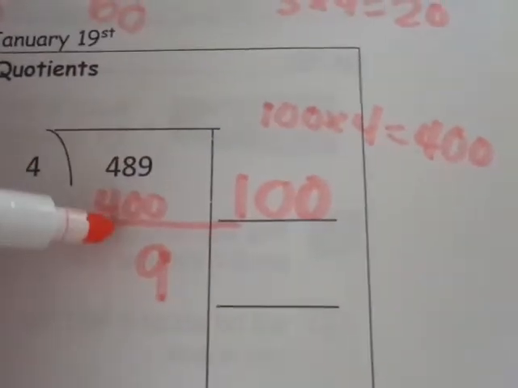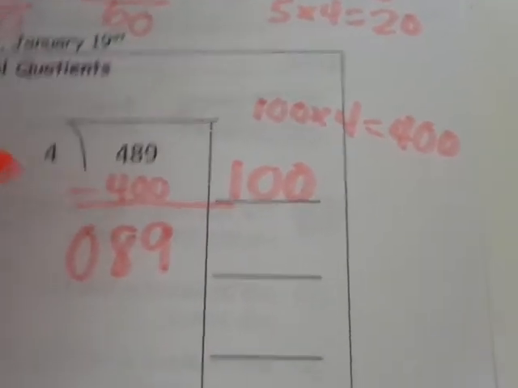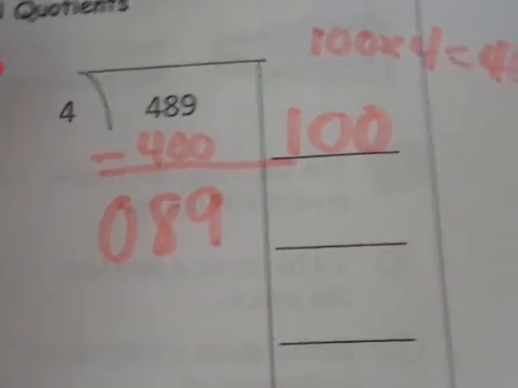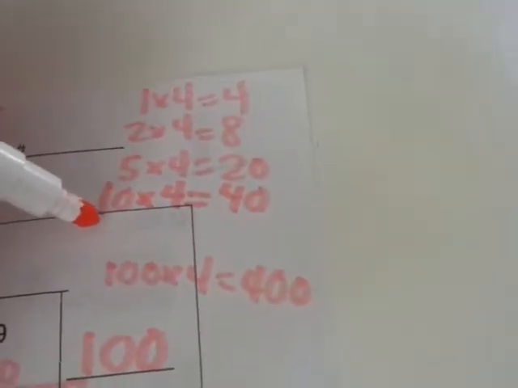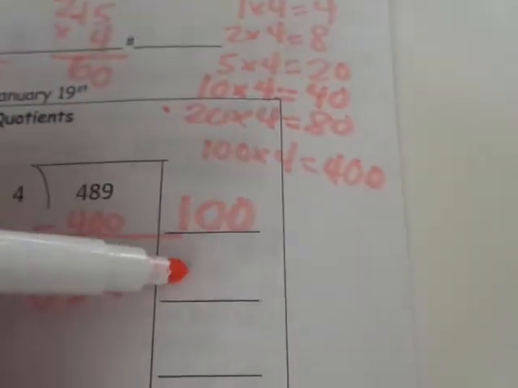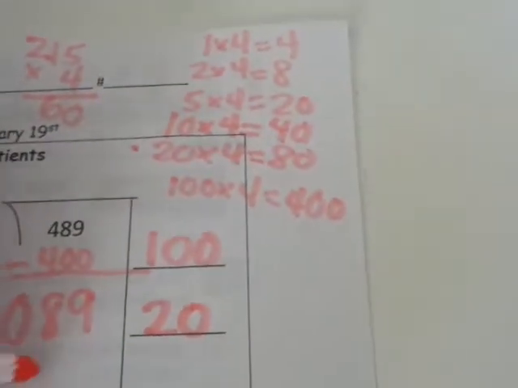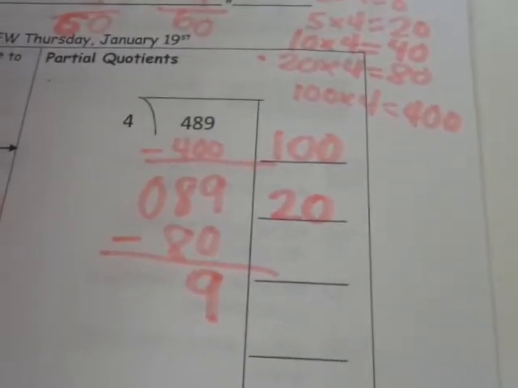So if I subtract that out, 9 minus 0 is 9. 8 minus 0 is 8. 4 minus 4 is 0. So I'm asking myself now, how many times can 4 go into 89? When I'm showing my cheat sheet here, I'm thinking what's closest to 89 without going over. And that's going to be right here with 20 groups of 4. 20 times 4 is 80. Subtract that out, I get 9 left over.